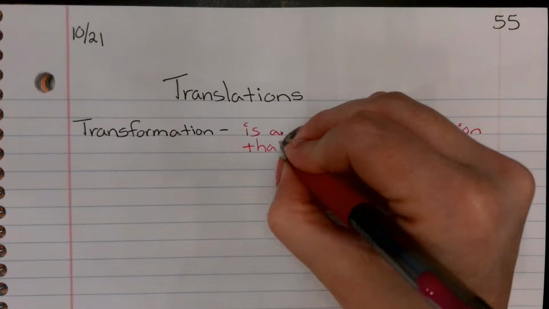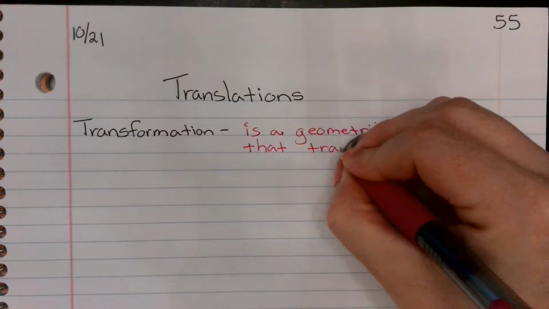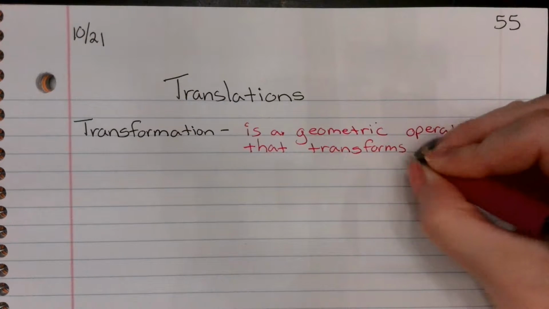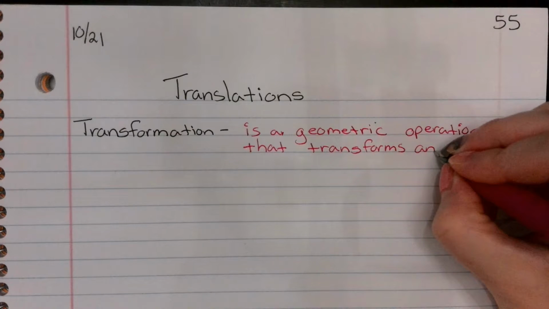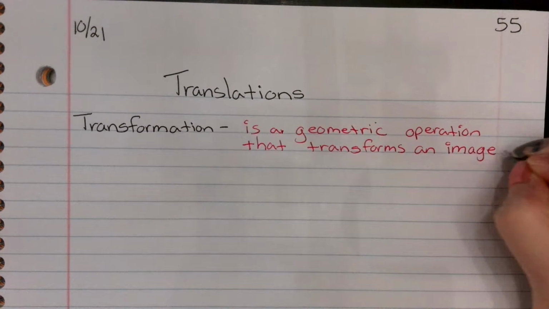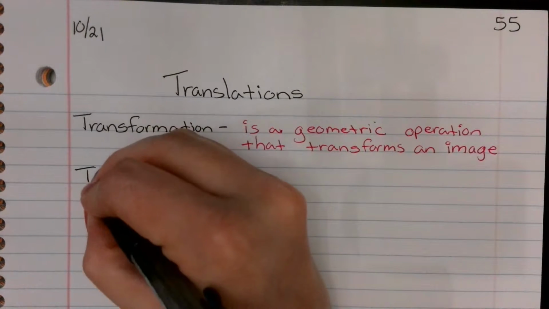The translation is probably one of the simpler transformations. It doesn't change the size, it doesn't change the orientation or the direction that it faces. Everything basically stays the same. It's just moving itself from one point to another. So that's what we're going to talk about.